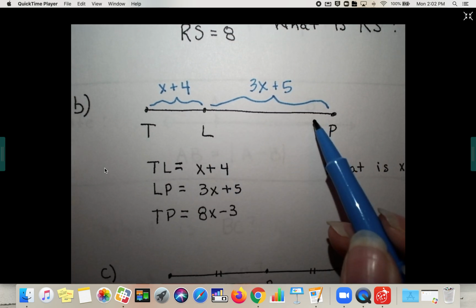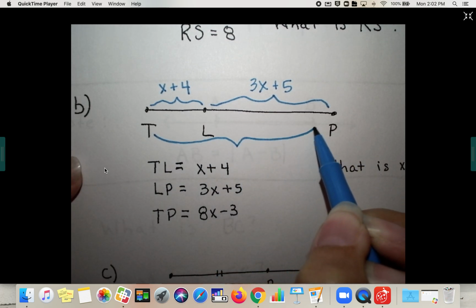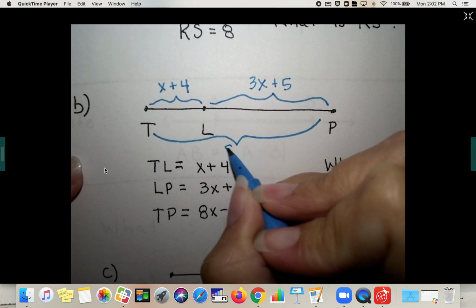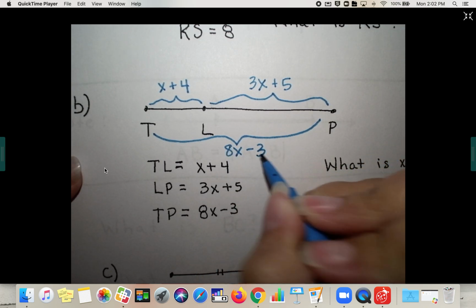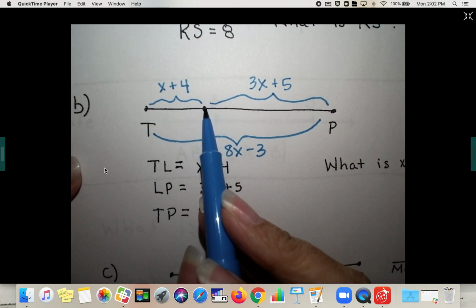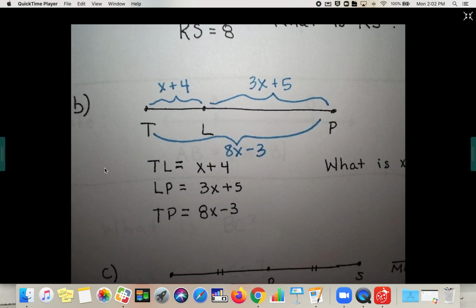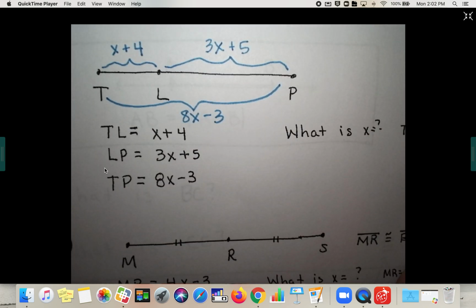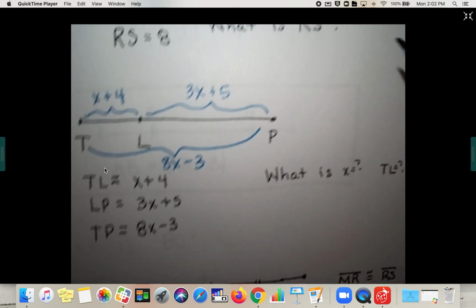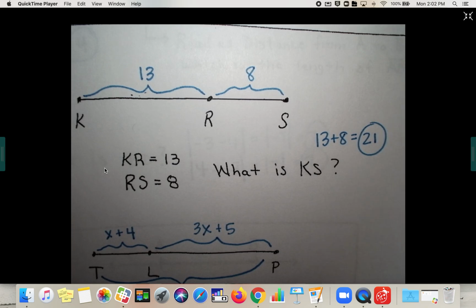And we don't know the whole distance, but we know that the whole distance can be represented by 8x minus 3. Okay, it wants us to go ahead and solve for x, solve for the length of TL, solve for the length of LP, solve for the length of the whole T to P. So let's try this. I hope you know that we're just doing it the exact same way we did it up here. This plus this equals the total.